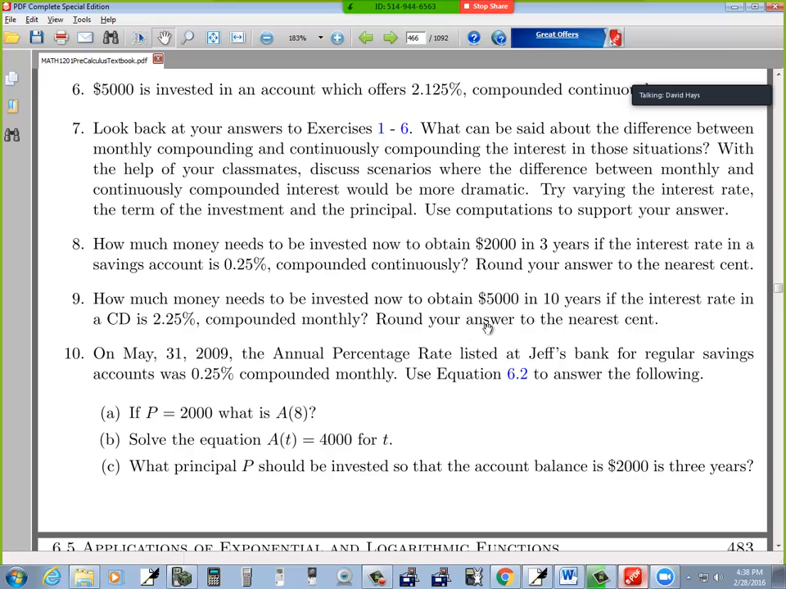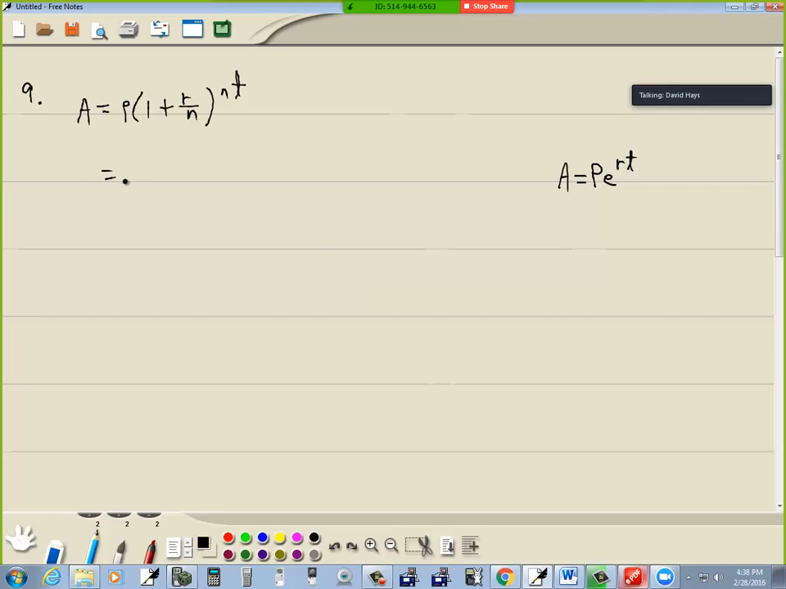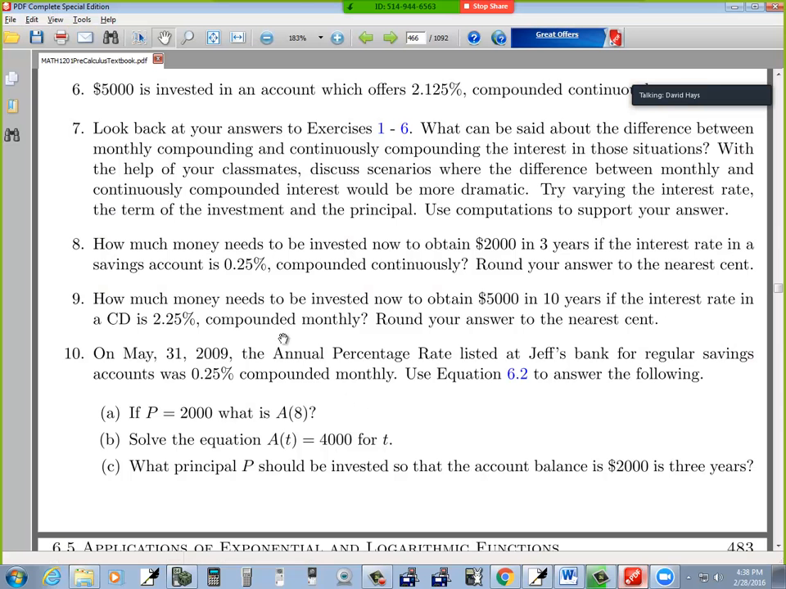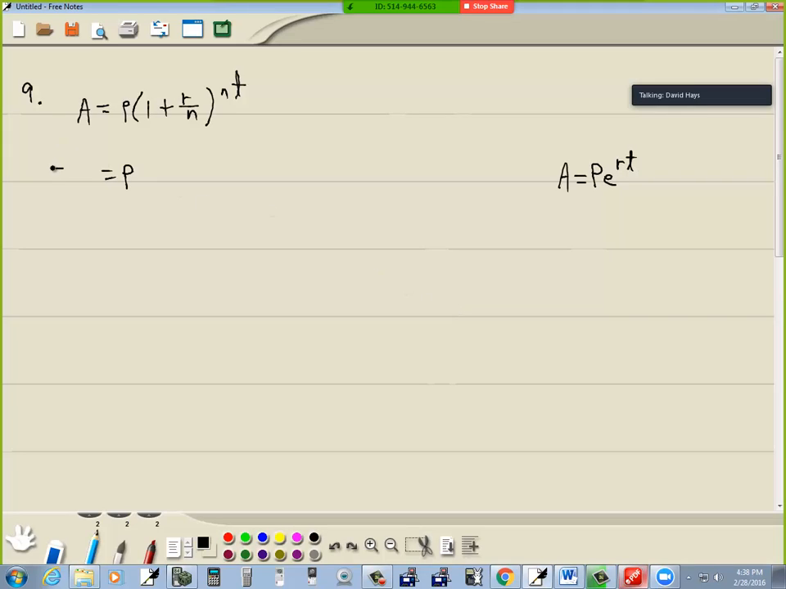So that tells you which formula to use. Like this one on number 8 says compounded continuously, you'd use that PERT formula. Now it says how much money needs to be invested. Well, what they're asking there is, what is P? So we don't know what P is. How much money needs to be invested now to obtain 5,000 in 10 years? So 5,000 is going to be our ending amount. So that'll be our A. A is your ending amount.